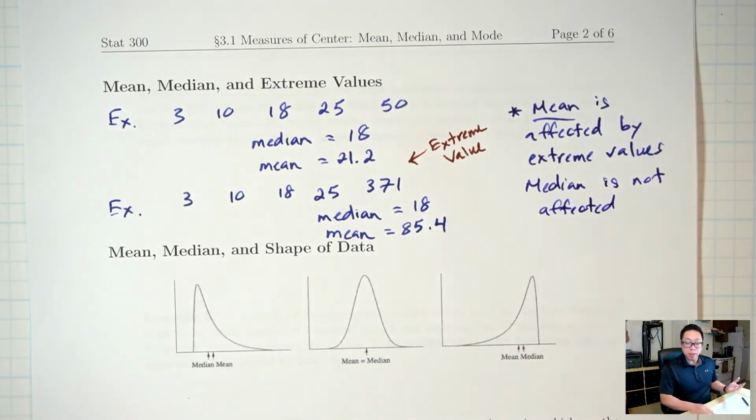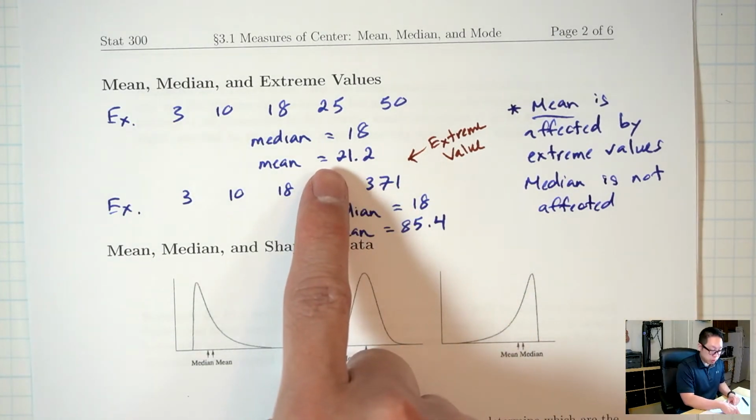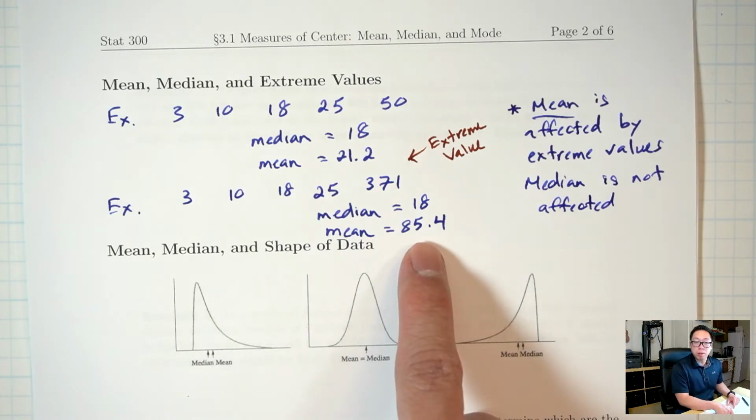And the median is not affected. And having just one extreme value changed the mean by a lot. Right? It went from 21.2 all the way up to 85.4.